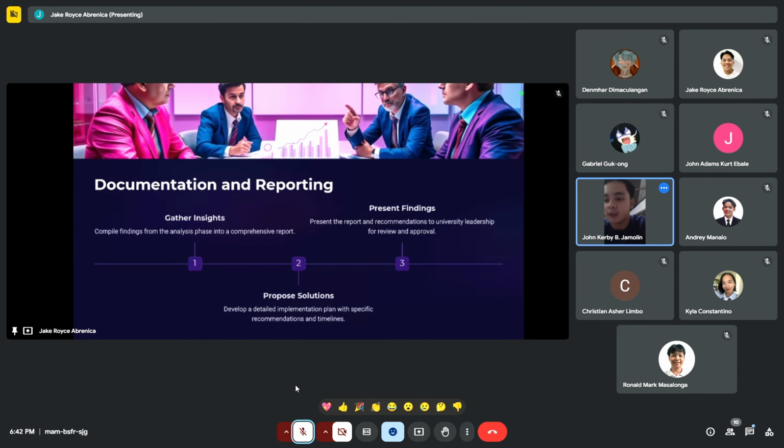Documentation and reporting is a compilation or detailed report of what has been done throughout the process, or basically the conclusion part. Our comprehensive report will outline insight gained from data collection, result from pilot testing, recommendation for future improvement, and stakeholder feedback collected throughout the process. Next topic, implementation will be discussed by Jake.